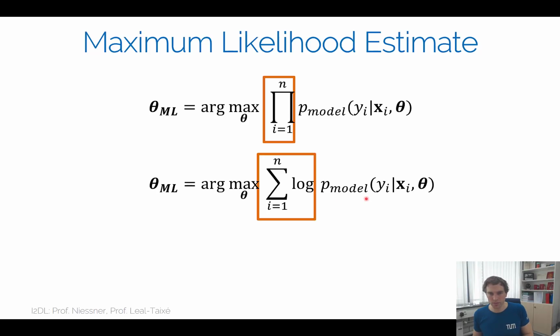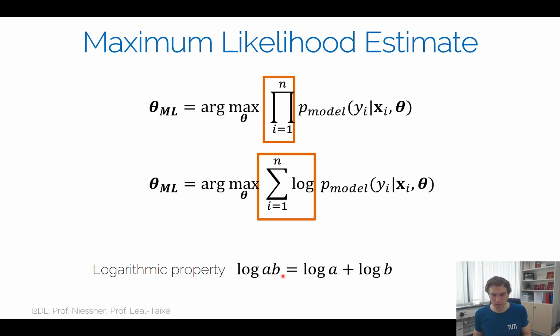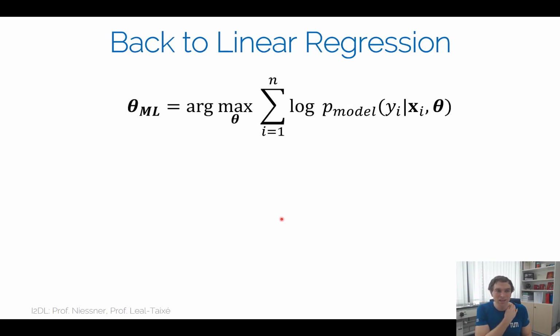We rewrote this part using a logarithmic property: log of a times b is equal to log a plus log b. We did this for the entirety of the product here and rewrote it as a sum. That's a pretty good thing, as we will see in a second, because now we have a significantly easier formulation. It does the same thing, meaning that the solution of this formula is the same as before, but we have a sum here.